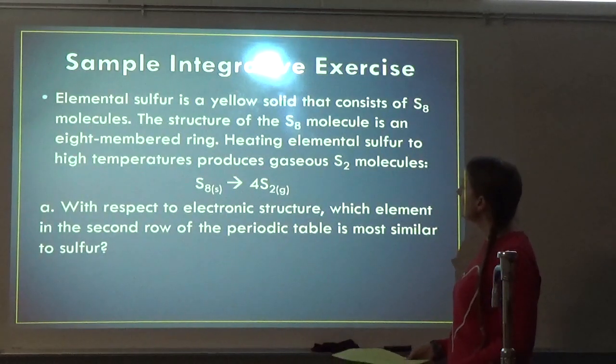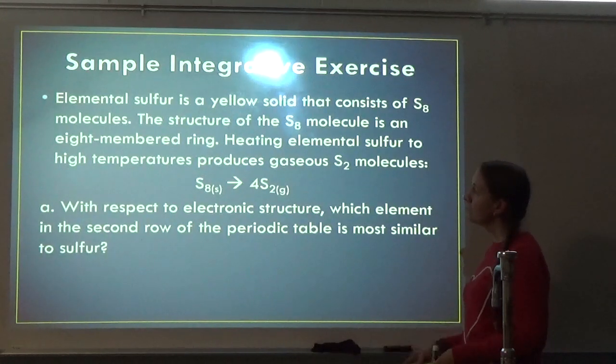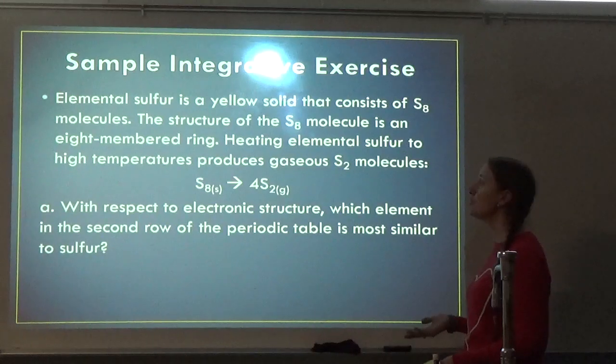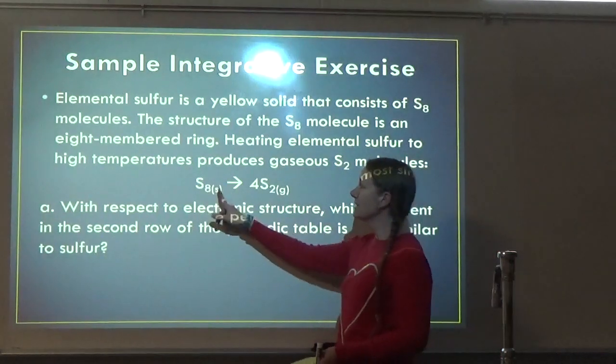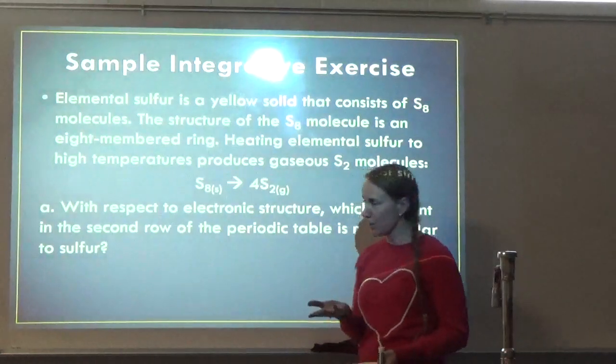The structure of the S8 molecule is an 8-membered ring. Heating elemental sulfur to high temperatures produces gaseous S2 molecules. So we have S8 solid. When we heat it, it becomes 4 S2 gas molecules.